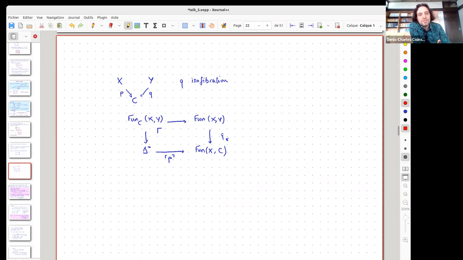So given two isofibrations P and Q, I mean, I just need Q to be an isofibration, strictly speaking. So remember, we can form the, so here there is no decoration. So we really look at all maps from X to Y of a C, and you want to have a type of such maps. And this is exactly what this object is, and it is obtained by this pullback.